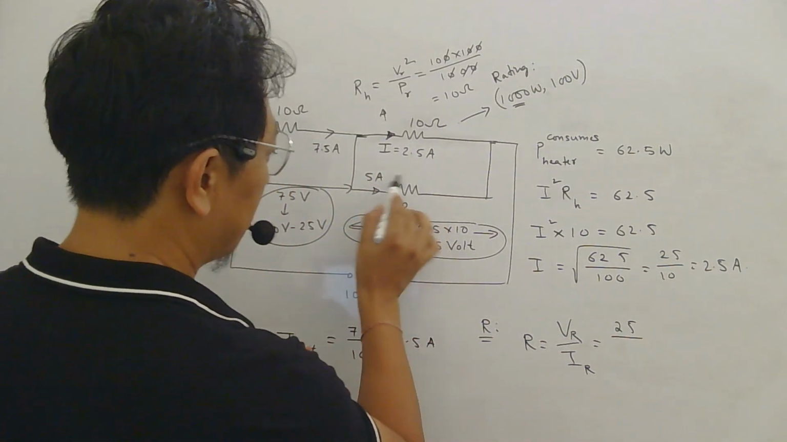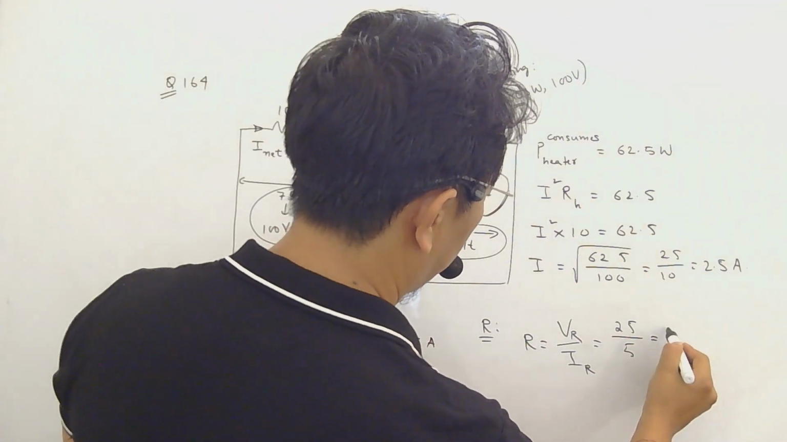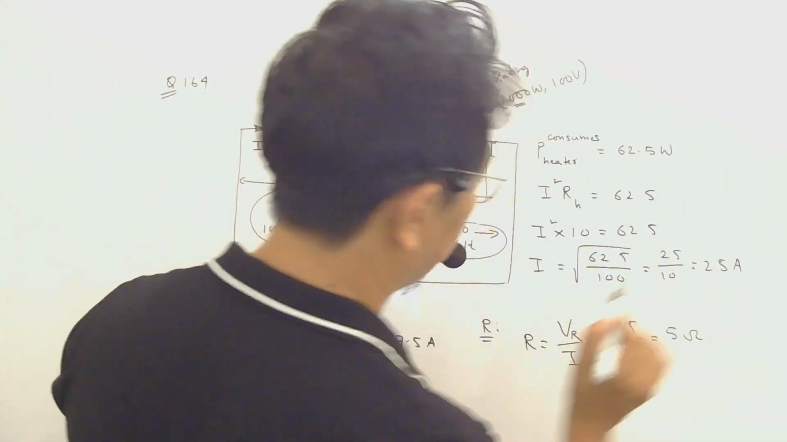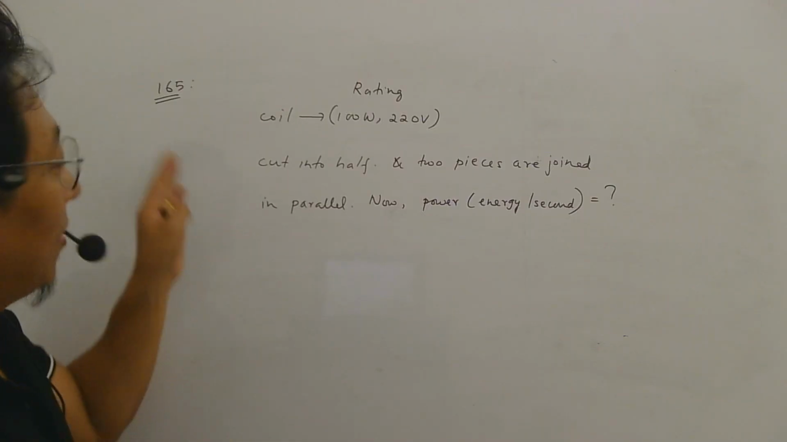And current in this resistor is 5. So 25 by 5 will be 5 ohm. Right? Now let's do 165.